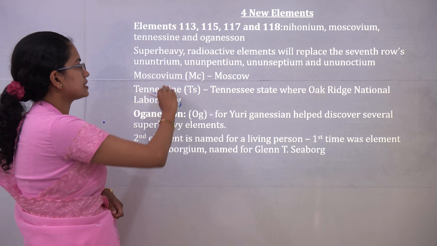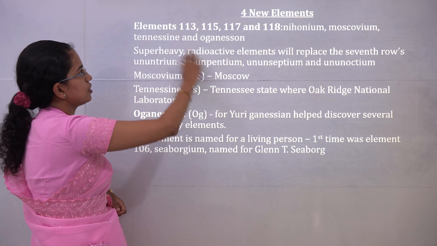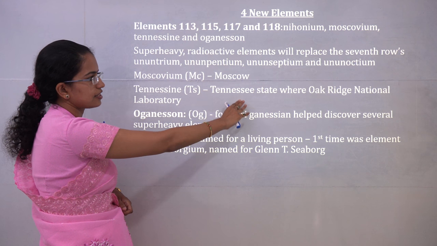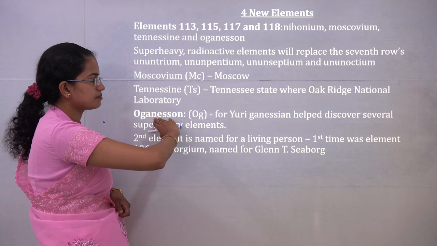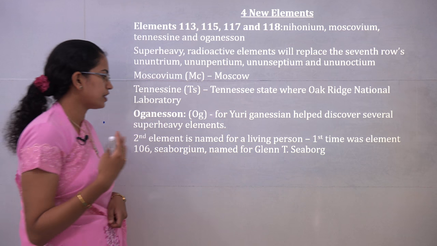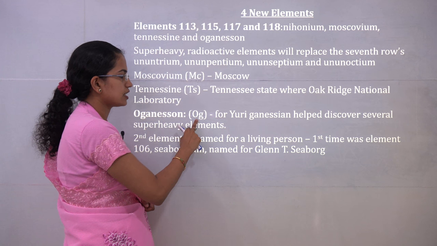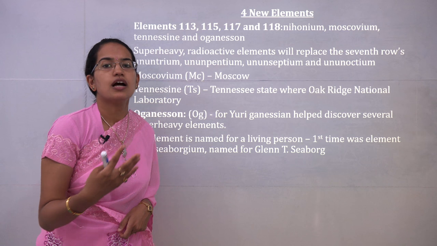The next is, of these, moscovium is derived from the name Moscow. Tennessine is based on the name of the state Tennessee in the United States, where you have the Oak Ridge National Laboratory. Oganesson is based on the name of Yuri Oganessian, who helped discover many super heavy elements, and this is the second time in history that an element has been named after a living person.